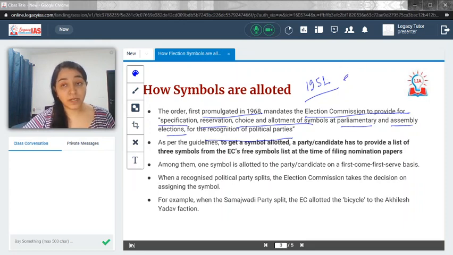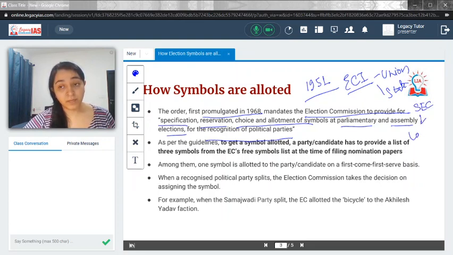Now, just so you know, the Election Commission of India takes care of elections at the union as well as the state level. Just remember, the State Election Commission is responsible for local government elections. So the symbols for state assemblies will also be allocated by the Election Commission of India only.